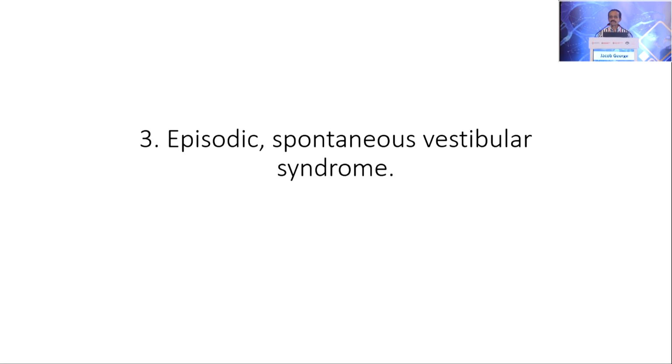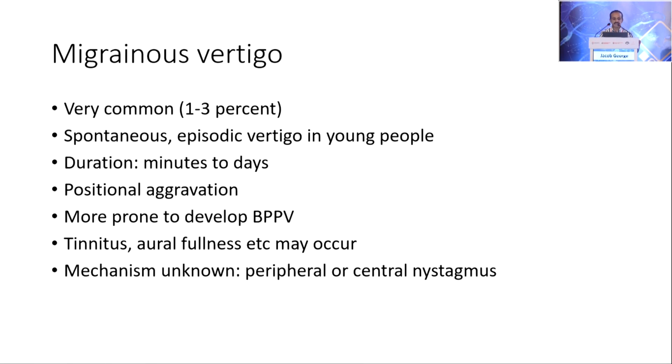Now, time is over. The other two vertigo disorders are migraine and Meniere's disease, of which migraine vertigo is incredibly common. It is seen in at least 1 to 3% of the population. They have spontaneous episodic vertigo. It's very easy to diagnose. If you have vertigo at a young age, it is most likely migraine. BPPV is uncommon. So the younger the age, the more likely it will be migraine. If a child comes with vertigo, it's almost always migraine, not BPPV. BPPV occurs in the elderly.